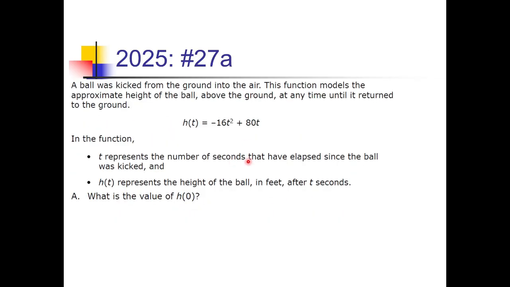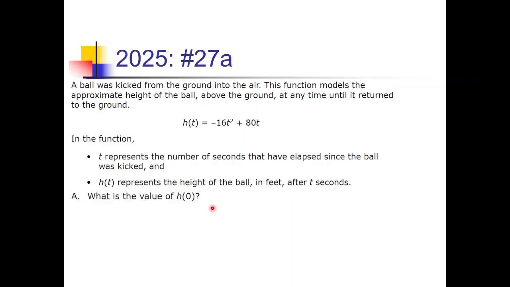For this multi-part problem, we have a ball being kicked from the ground into the air, and the function down here, h of t, models the height of the ball above the ground at any time until it returned to the ground. So t is the number of seconds that have elapsed since the ball was kicked, h is the height of the ball, we already kind of knew that, but they spelled it out for us, and then they want us to find the value of h of 0 for part A.